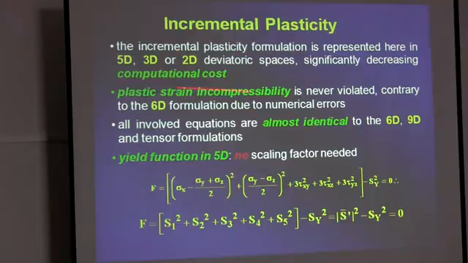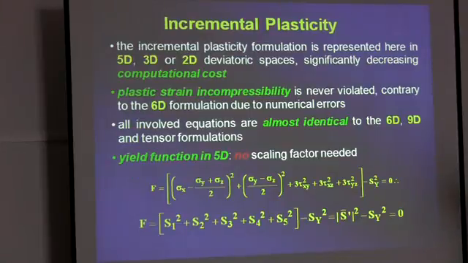The other rates, I mean, probably besides being more efficient computationally, probably the best thing is that you guarantee plastic strain compressibility, which the 6D model, due to numerical errors, this might be violated after a while. All involved equations are almost identical to the 6D or tensor formulations.